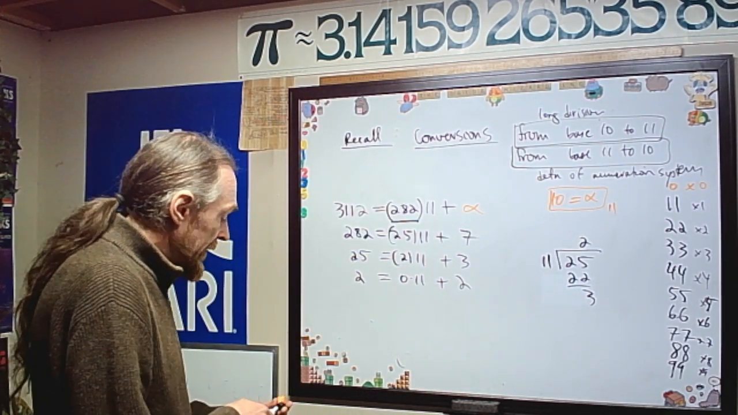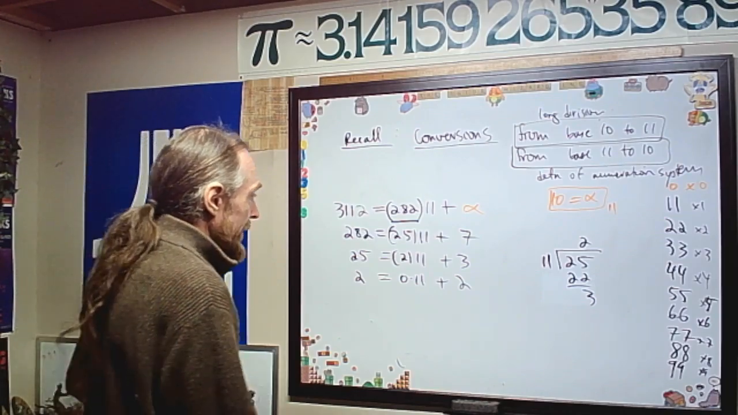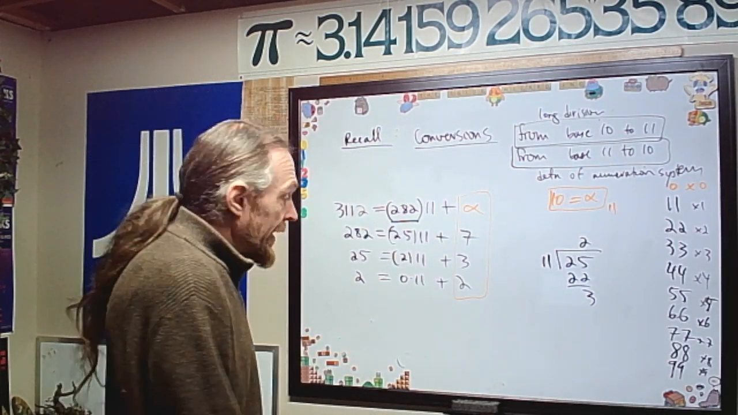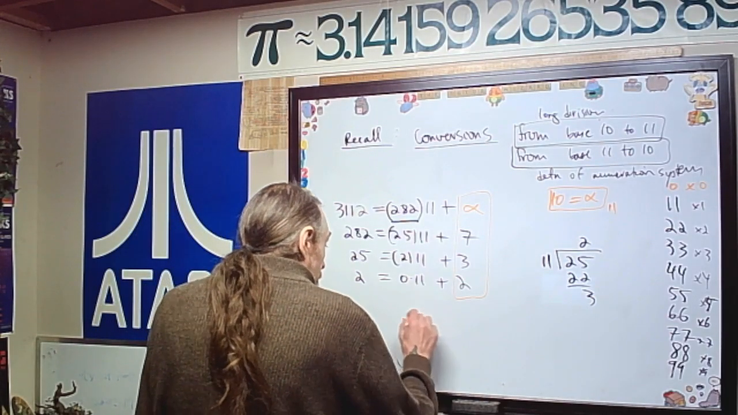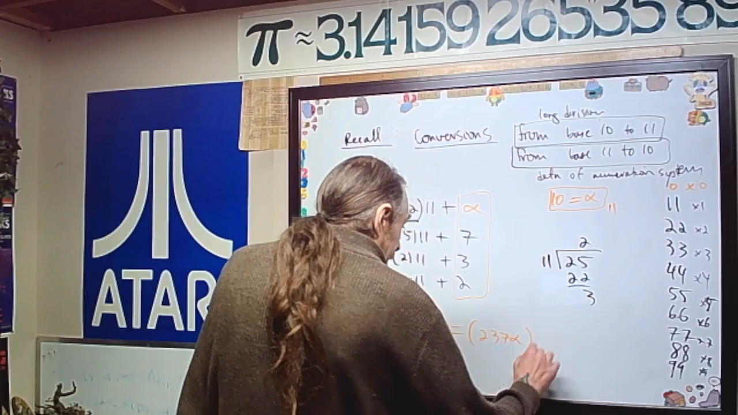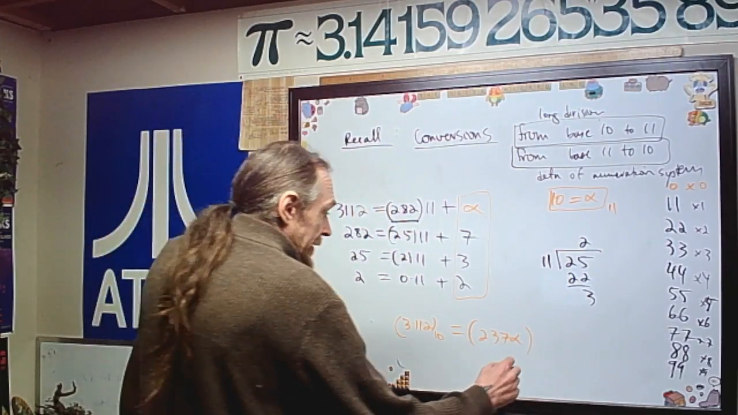So what does that give us? That tells me, and that's the last time I claim that that's the number. Our number now is 3112 in base 10 equals 237 alpha in base 11.